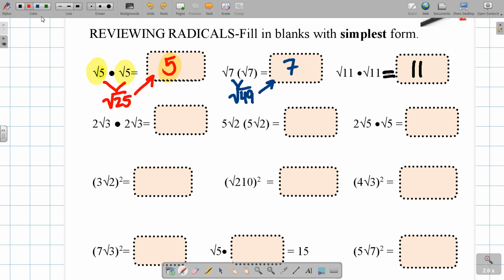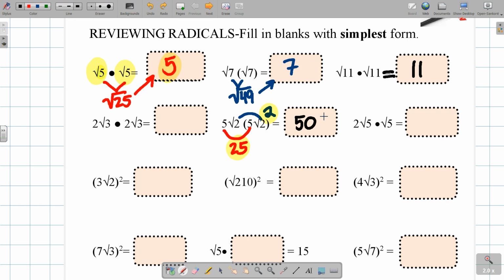For these guys, where you have coefficients and inside radicals, you do what I call outies and innies. Outies connect, innies connect. In this one, your outies, 5 times 5 is 25. Your innies, root 2 times root 2 is 2. Outies, innies, and then you multiply. So what goes in there is 50. I think you're beginning to see the pattern here.